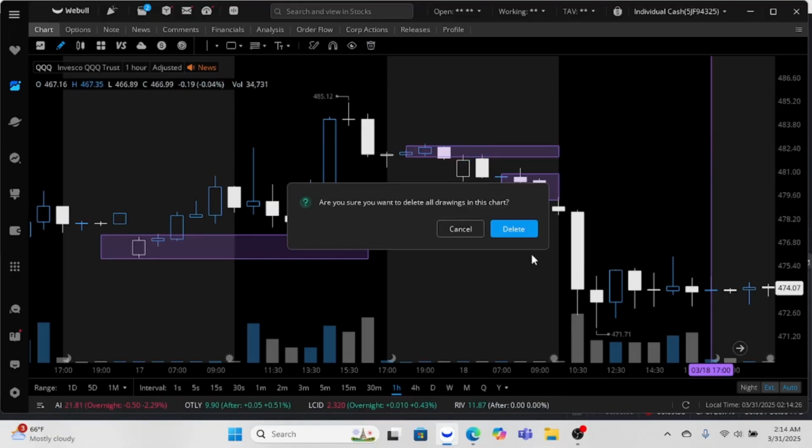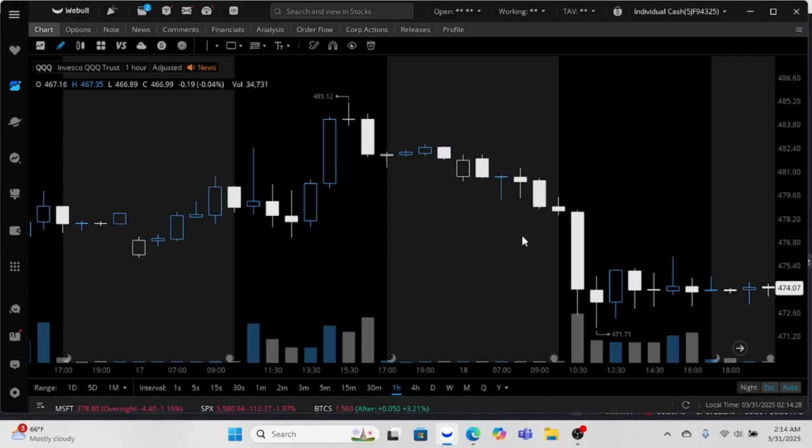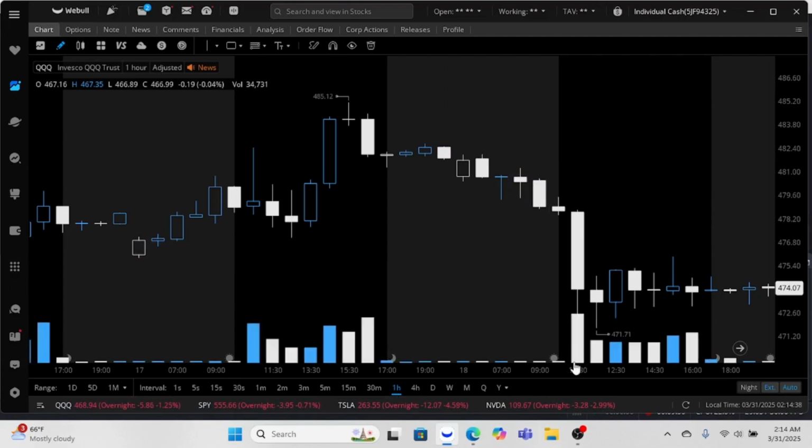So there's your order blocks. We're going to be getting into market structure later this week. Talk about some little things, but there's your order blocks. Go ahead and study.